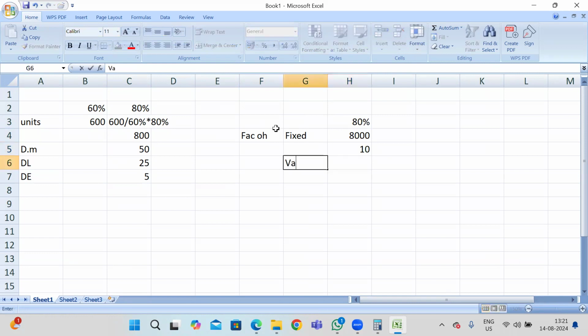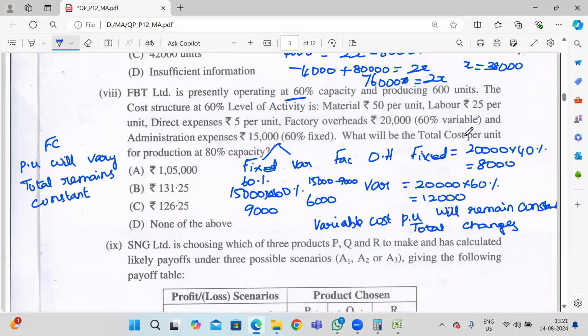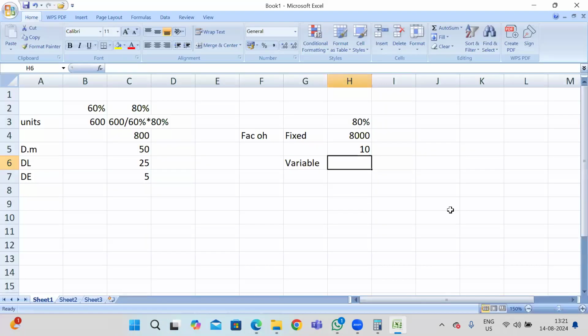Coming to the variable part, variable is 12,000, which we have calculated. So 12,000 is for 600 units, right? So per unit, 12,000 divided by 600, I will be getting 20. So total is coming to 30 rupees. So factory overheads total is coming to 30 rupees.